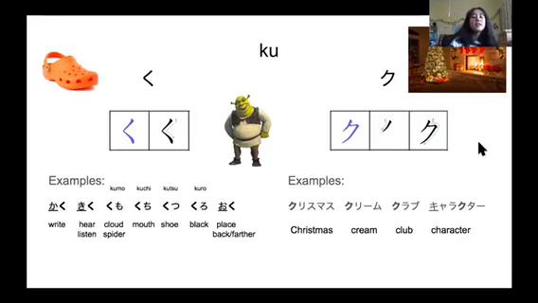For the katakana for ku, it's only 2 strokes. Some examples are Christmas, which is kurisumasu, cream, which is kuriimu, club, which is kurabu, and then character, which is character in English. Like Shrek. Character.